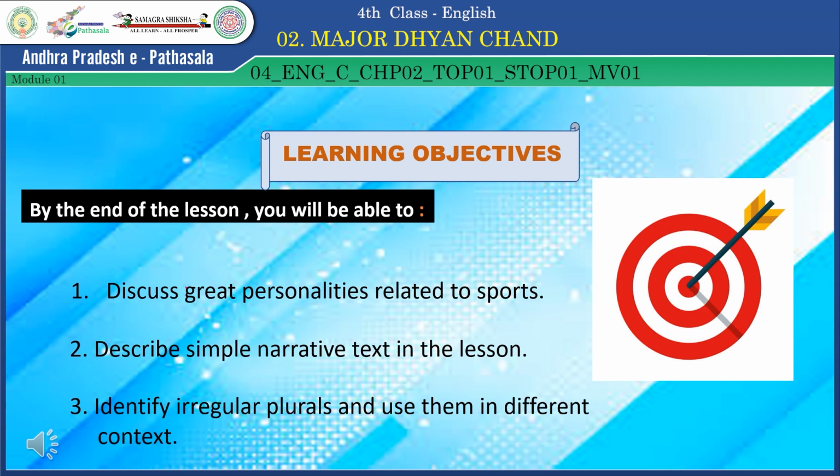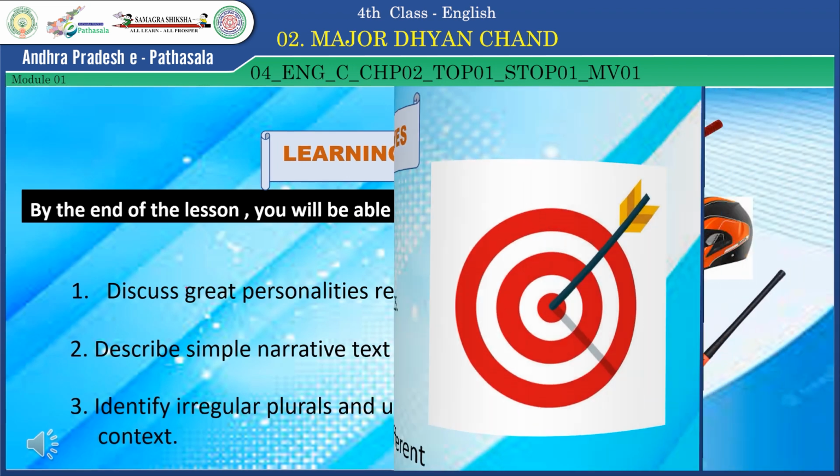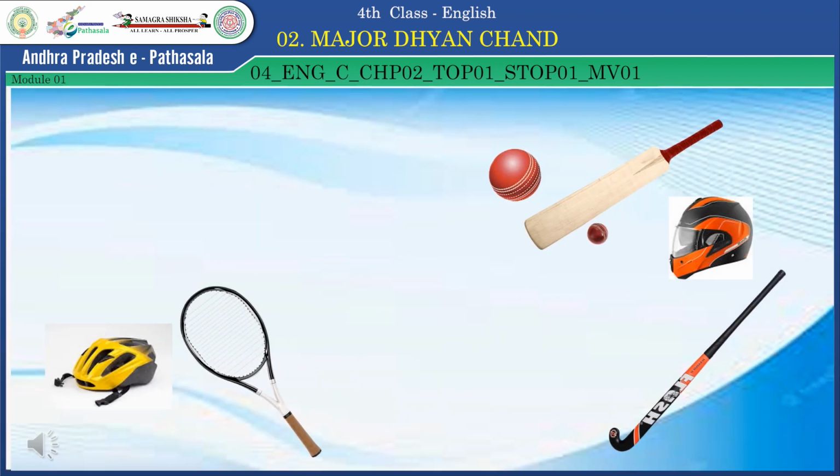Now, children, are you ready to enter into the first part of the activity, image reading? Come on, let us start now. Dear children, observe the following picture. What are there in this picture? There are some pictures of balls, bats, and helmets, isn't it? Okay, now mention the names of any four balls from the picture.